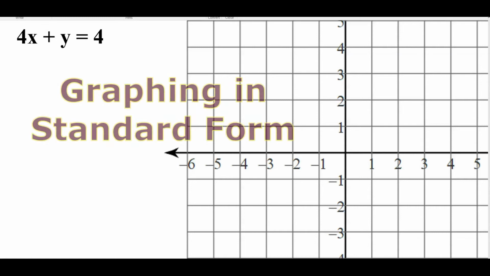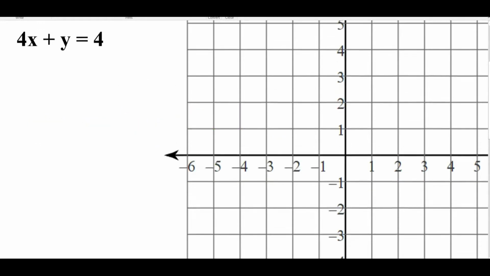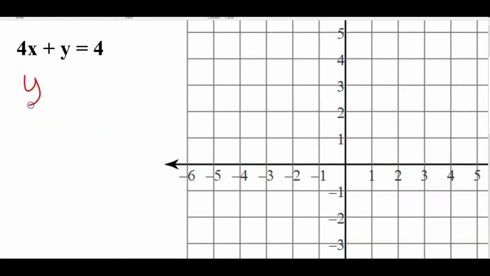Alright, so we're going to start graphing in standard form, and this is very similar to slope-intercept form. It's got an x, it's got a y. The only problem is this is not in slope-intercept form. Slope-intercept form usually looks like this, where the y is all by itself, and you've got your slope and your y-intercept on the other side. Well, if it's in standard form, I have to get it into slope-intercept form.